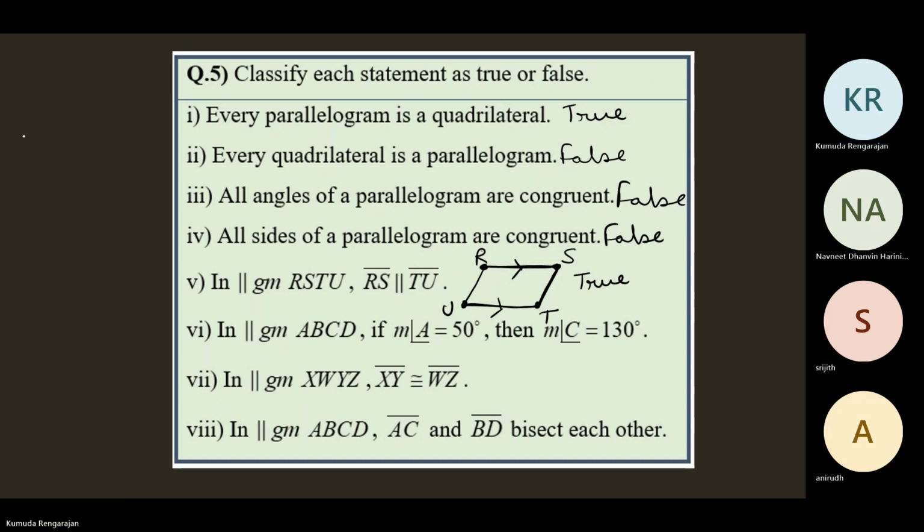The sixth one. In parallelogram ABCD, if measure of angle A is 50 degrees, then measure of angle C is equal to 130 degrees. True or false? False. Please draw the figure. Opposite angles are equal, not supplementary. So if angle A is equal to 50 degrees, C is also 50. So this is false.